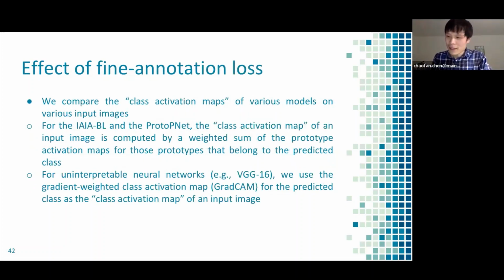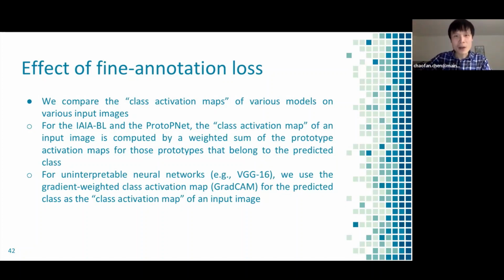And now I'll talk about the effect of introducing this fine annotation loss. The first one is a qualitative comparison. So we'll compare the class activation maps of the various models on various input mammograms. The way we computed these class activation maps for different models goes like this.